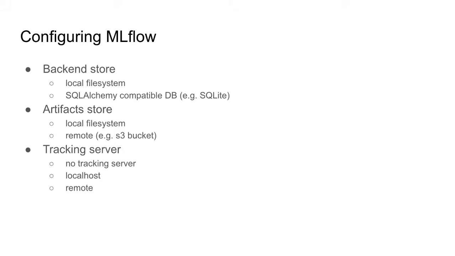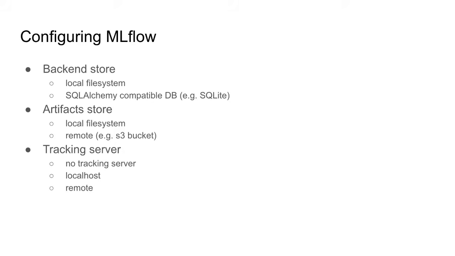By default, if you don't configure a backend store, MLflow will assume that you want to save all this information locally, and it basically will create a folder in your local file system and store all the information about your runs in this folder. Alternatively, you can use a SQLAlchemy compatible DB for this. For example, I showed you before how to configure a SQLite DB as the backend store, and this enables you to use the model registry.